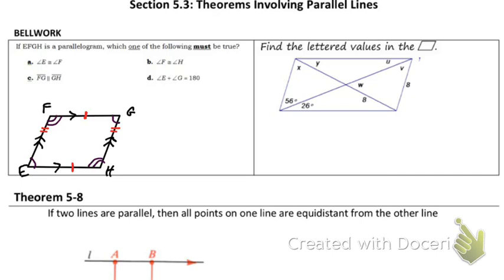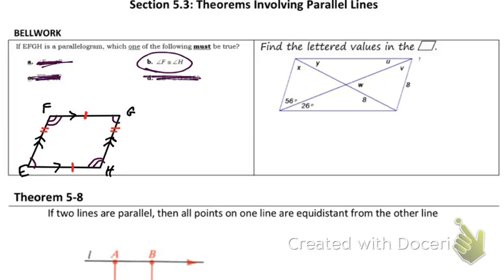Because the first thing it says is angle E congruent to angle F. E is not congruent to F, so that can't be right. Is FG parallel to GH? FG is here. GH is here. Those can't be parallel. Is F congruent to H? F is congruent to H. And the last thing says, is E plus G equal 180? It could equal 180, but we don't know necessarily that it's 100% true. So we're going to scribble that out.